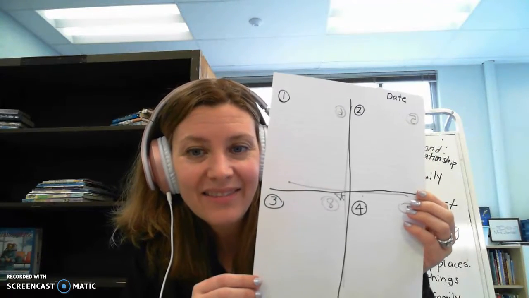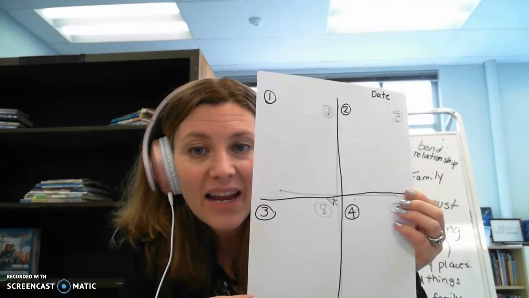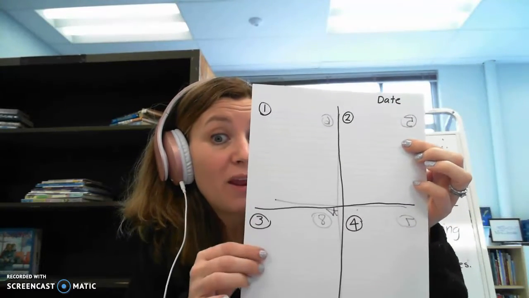And the first thing I want you to do is put the date in the upper right-hand corner. Then I want you to draw a big plus sign so that you have 4 squares. And I want you to label them 1, 2, 3, 4.